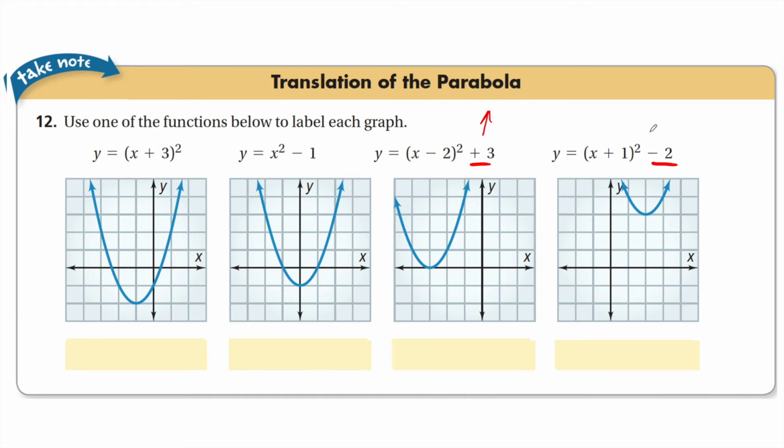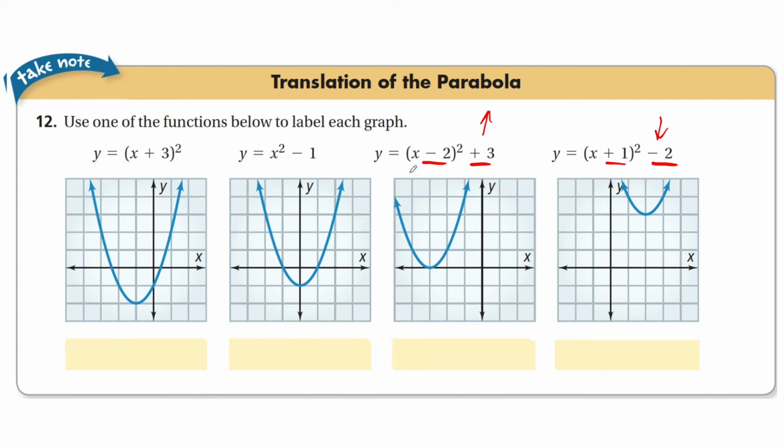But more importantly, it's exactly as you see it. So a +3 means that we're going to be going up 3. A -2 means that we're going down 2. But the problem is, when you go into the inside of the parentheses, you have 2 different options. You have the -2 and you have the +1. But everything is always backwards.